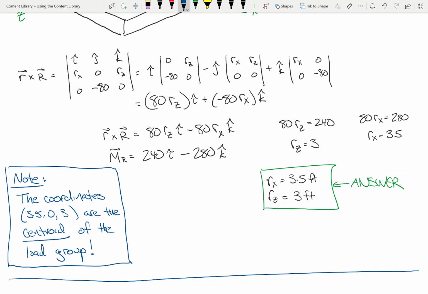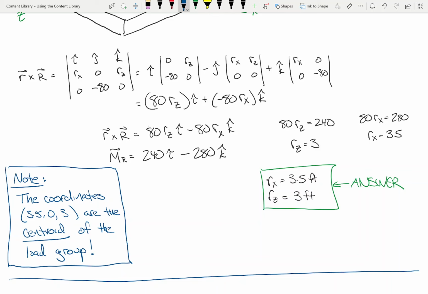Yes? What happened with the negative on the Rx? What do you mean? Like, why is this negative? Oh, well, I just said, if negative Rx equals negative 280, then positive. I was just being lazy. But it was mathematically equivalent.